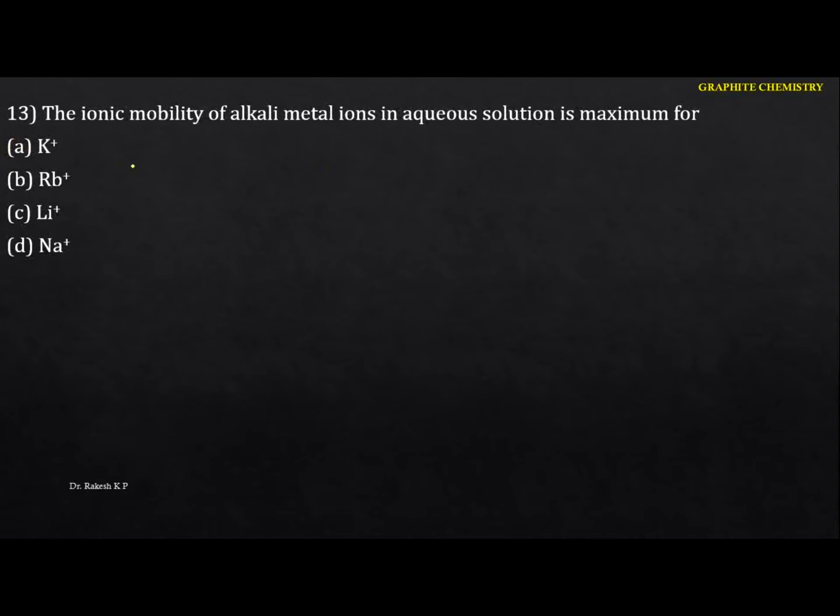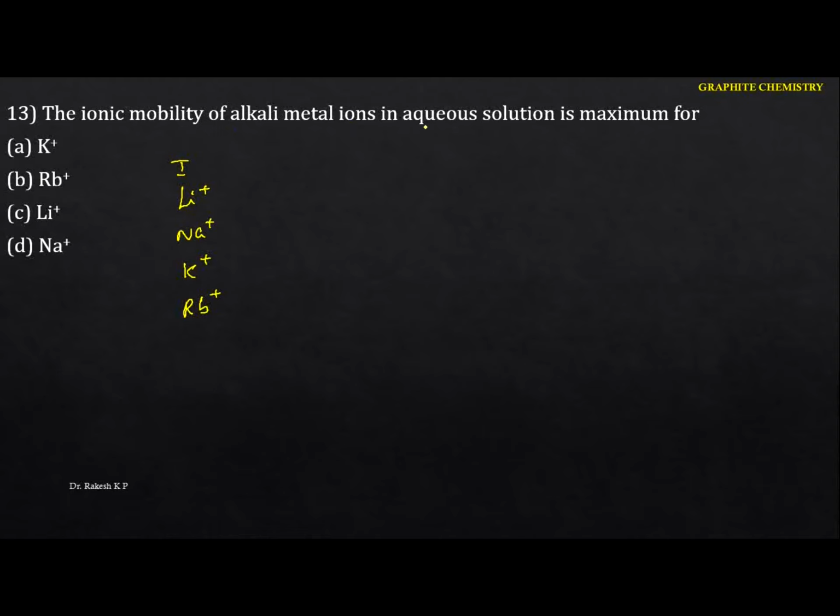The ionic mobility of the alkali metal ions in the aqueous solution is maximum. Okay, now we have to identify this one. Let me write again the first group elements here. We have lithium, sodium, potassium, and rubidium. Whenever they lose their electrons, they form plus one. That means all the first group elements show the plus one oxidation state here.